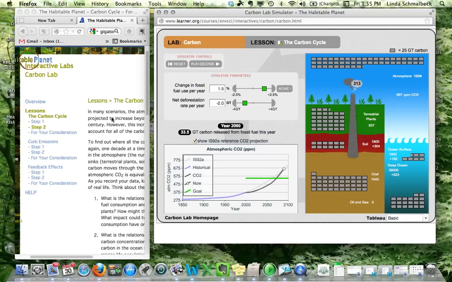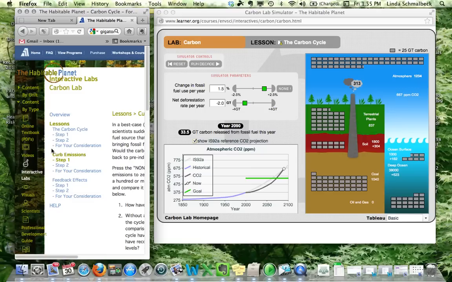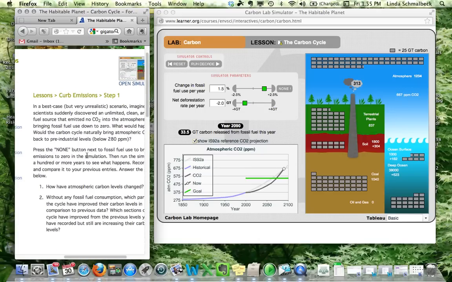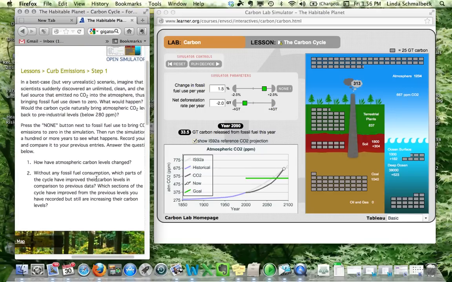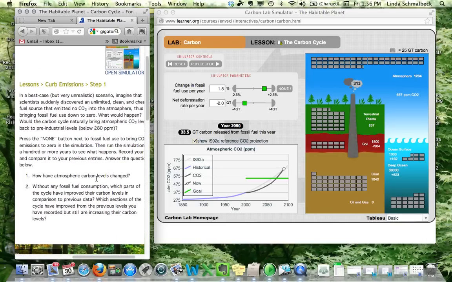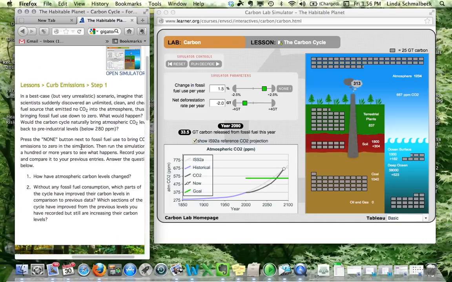There are a couple of things that are slightly different. So you might go over here to this panel and choose the second lesson, which is called Curb Emissions. And you want to take a look at this. This is Curb Emissions Step 1. And in this case, they're asking you to change, in Step 1 and Step 2, you're changing the emissions. Okay, last time they were constant at 1.5. Now you're going to change them.